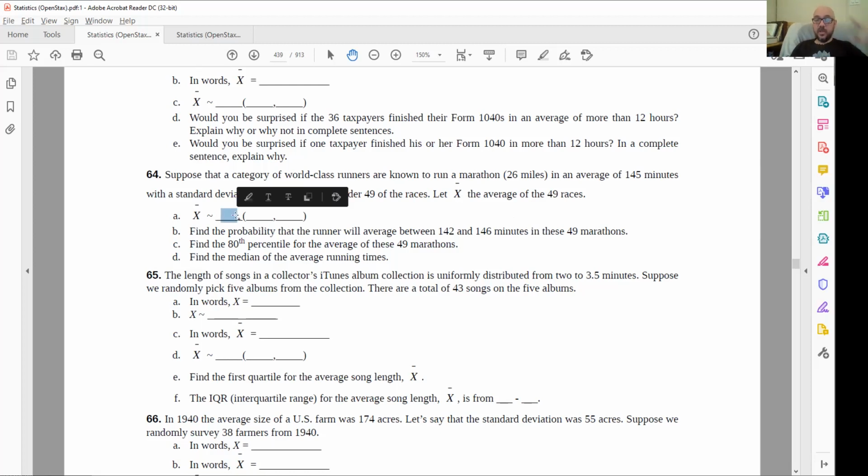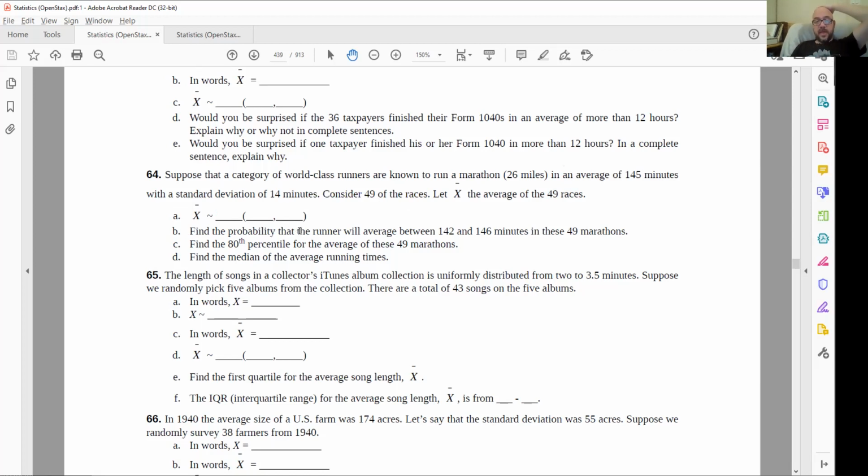X bar is approximately normally distributed because we have a sample size over 30. Do we know they're normally distributed? We don't actually. So it's necessary that we have a sample size over 30 here. So it's normally distributed, and the mean is the same mean, 145. The standard deviation is 14 over the square root of 49. The square root of 49 is 7. 14 over 7 is 2. So this is 145, 2.